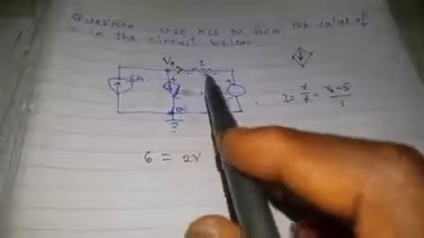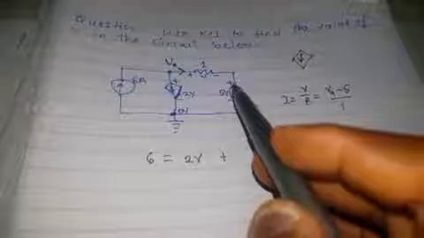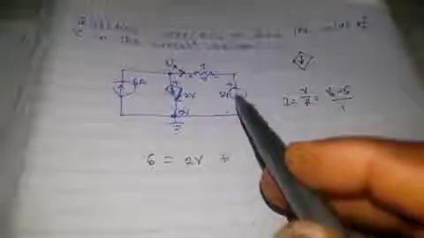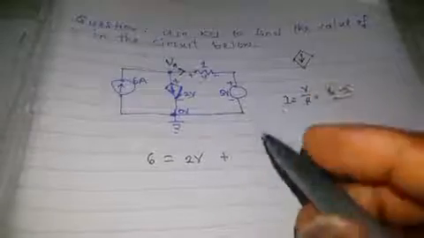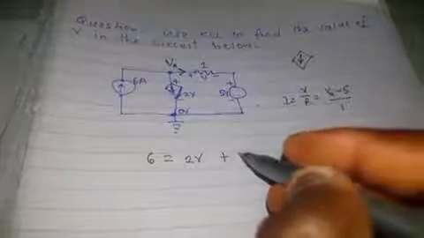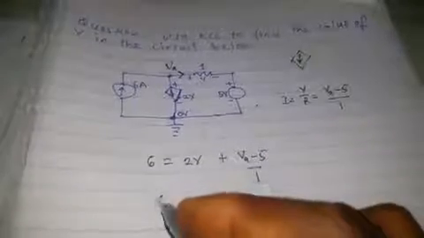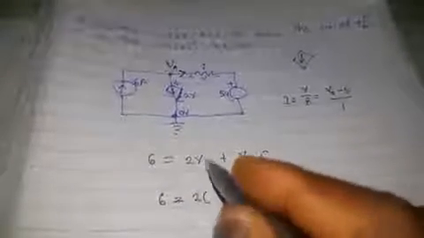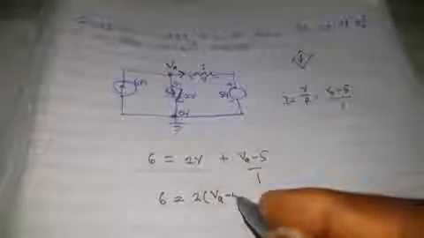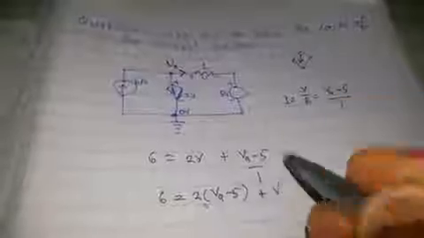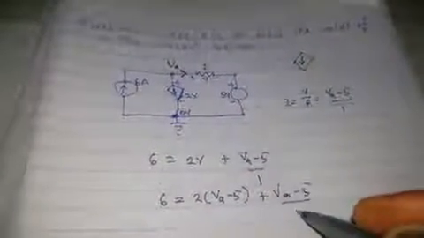Why is it VA minus 5? The minus 5 here is because of the direction, plus minus. So your VA minus 5, all over 1. So we are going to get here VA minus 5 all over 1. Now this is 6 equal to 2 times, remember my V is VA minus 5, so we have VA minus 5, then plus VA minus 5 all over 1.